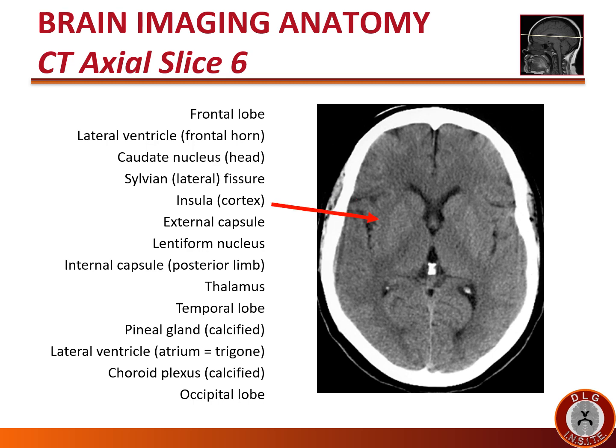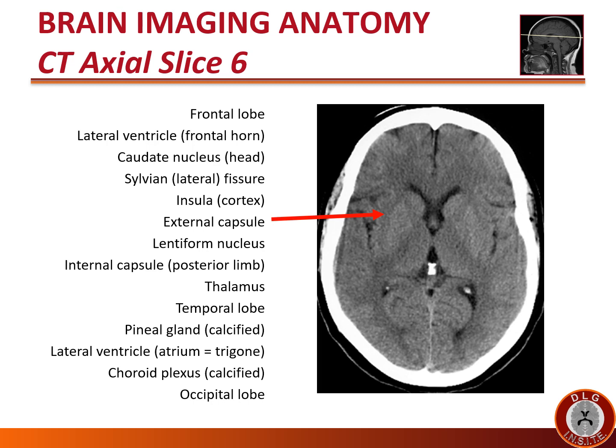At this level, the ribbon of light gray cortex just medial to the sylvian fissure is called the insula. The word insula in Latin means island. This area is isolated between lobes, and that's why it's called the insula. And it is a very important structure to look for in patients with middle cerebral artery infarctions.